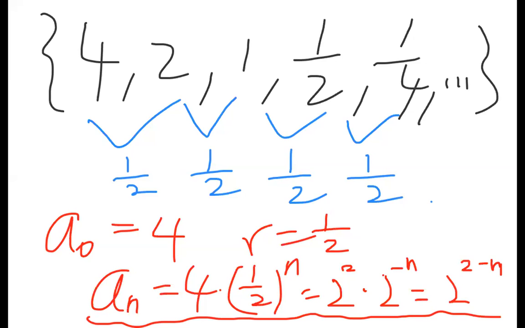Any questions? All right. So with these two general types, oh, there's another kind of sequences. It's called alternating sequences.